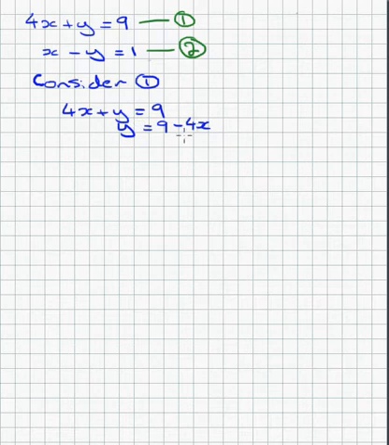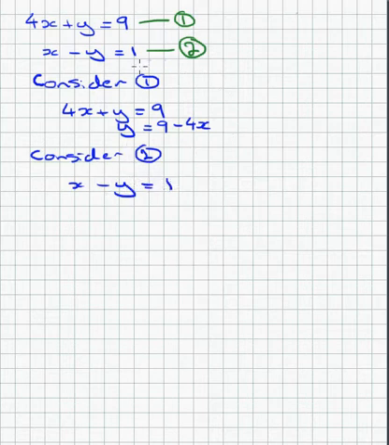So we now have y in terms of x, and with that, let's look at our second equation. Consider equation 2, x minus y equals 1. Because we're looking for the point of intersection, we have assumed that this value for y in the first equation is the same as this value for y in the second equation, which means that we can substitute this expression into our second equation. So let's just do that now. So that becomes x minus (9 take 4x) equals 1.